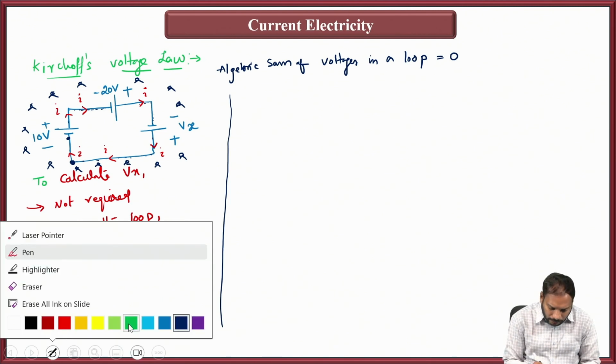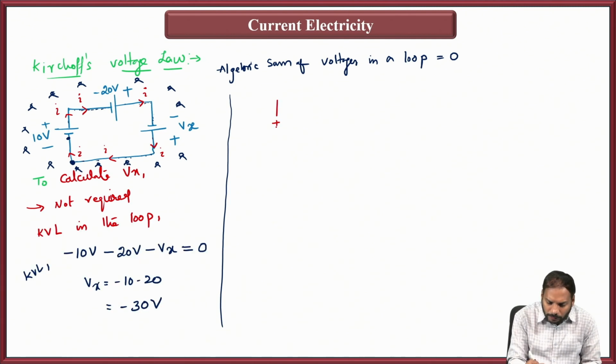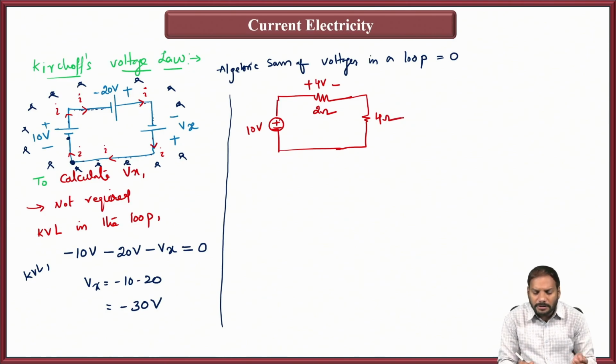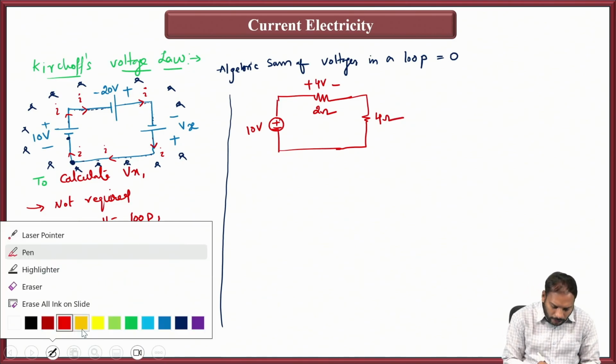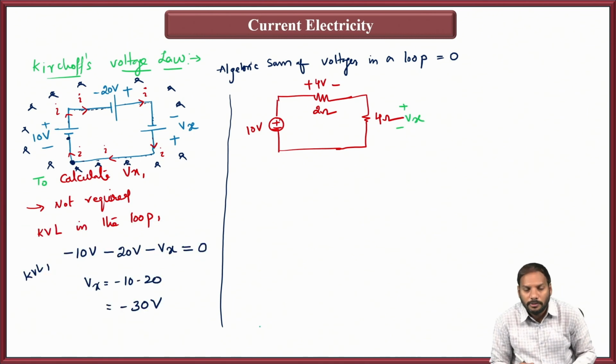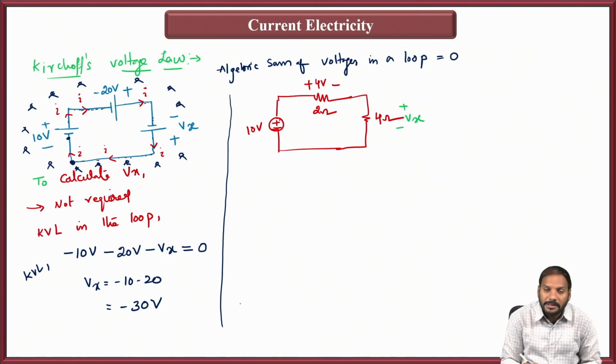I'll go ahead now and consider one more example to understand the concept of KVL. It's a 10 volts battery, a 2 ohm resistor, and this voltage I'm giving as plus minus 4 volts. And let us assume this is 4 ohms. This is a simple circuit. Now I need to calculate the voltage drop across the 4 ohm resistor. This is my target.